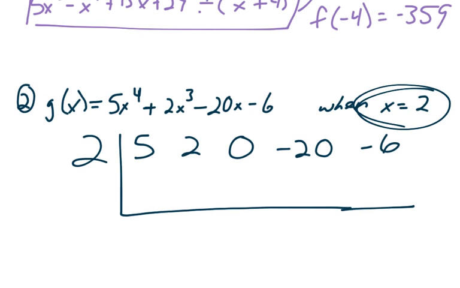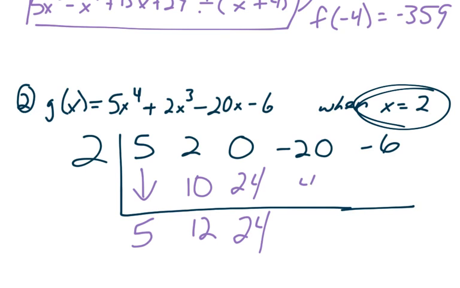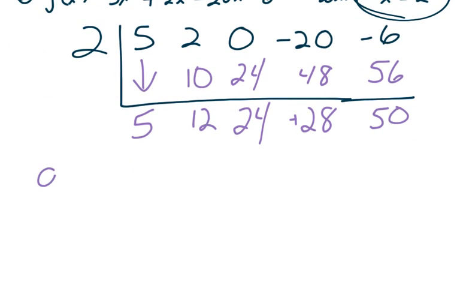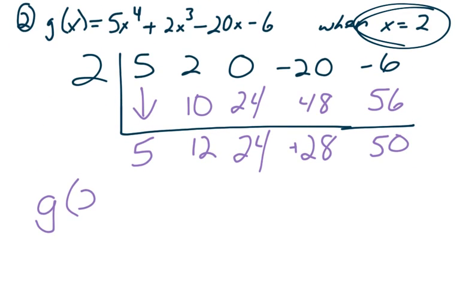Okay? So we'll do the same thing. Bring down the 5, multiply. 5 times 2 is 10. That goes under the 2. 10 plus 2 is 12. 12 times 2 is 24. 24 plus 0 is still 24. 24 times 2 is 48. Negative 20 plus 48 is positive 28. And then 28 times 2 is 56. 56 plus negative 6 is 50. So what this tells me is that g of, what value do we use? We use 2. g of 2 is equal to 50.